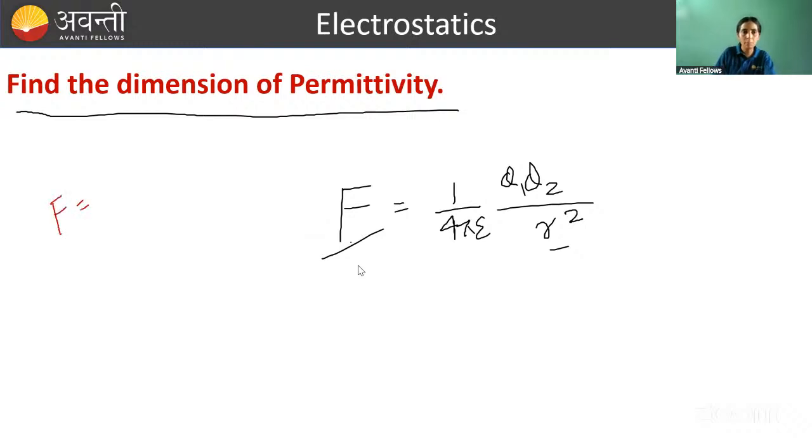फोर्स क्या होता है? मास इंटू एक्सेलरेशन. और मास का डायमेंशन क्या है? एम. एक्सेलरेशन का क्या होगा? डिस्टेंस, डीवी बाई डी टी, राइट? सो वेलोसिटी का क्या लिखते हैं? एल टी माइनस वन. आई मीन एक्सेलरेशन क्या होता है?